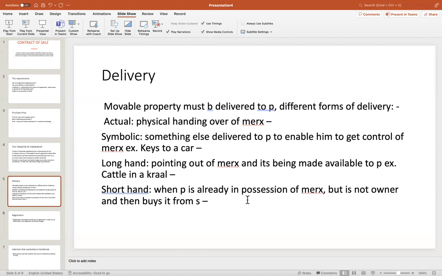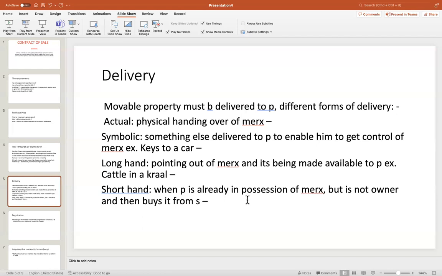Delivery with the longhand is in cases where, for example, the thing is huge. Let's say in a factory there are containers that can't move. I can't carry those containers and give them to you. I can point them out and say, hey, those are the containers that you just bought. A delivery would have taken place in that manner.